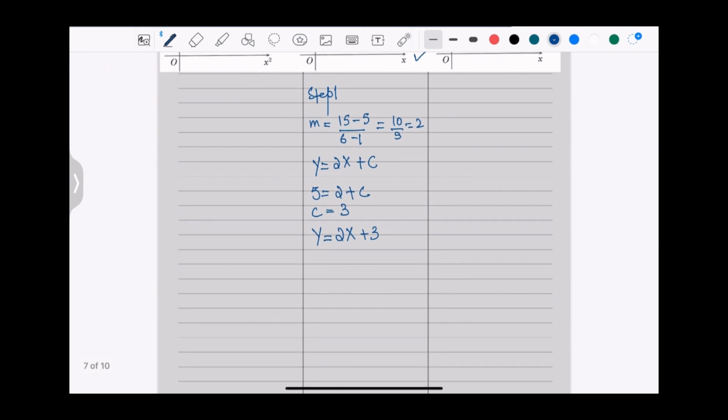So instead of y, you write y over x is equal to, with the x-axis replaced with x, plus 3. And the equation finally becomes y equals 2x squared plus 3x, multiplying both sides by x.